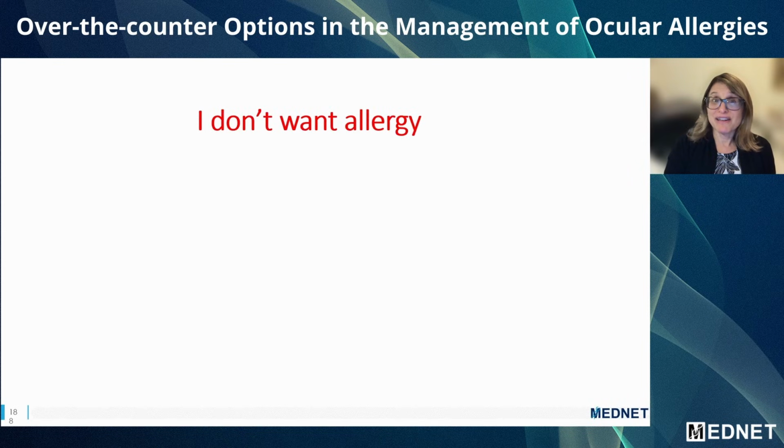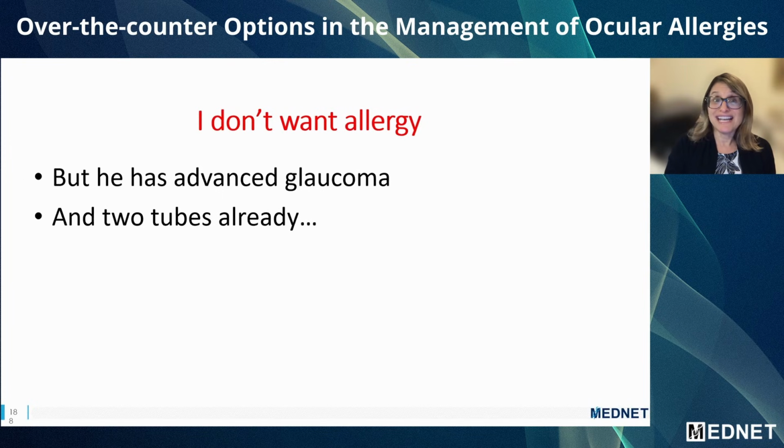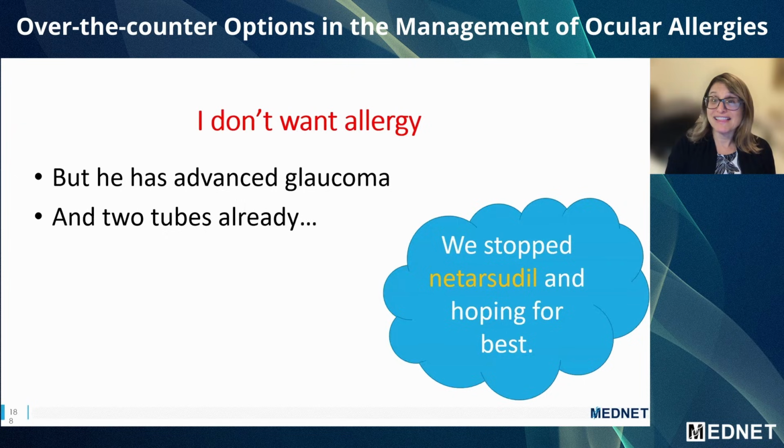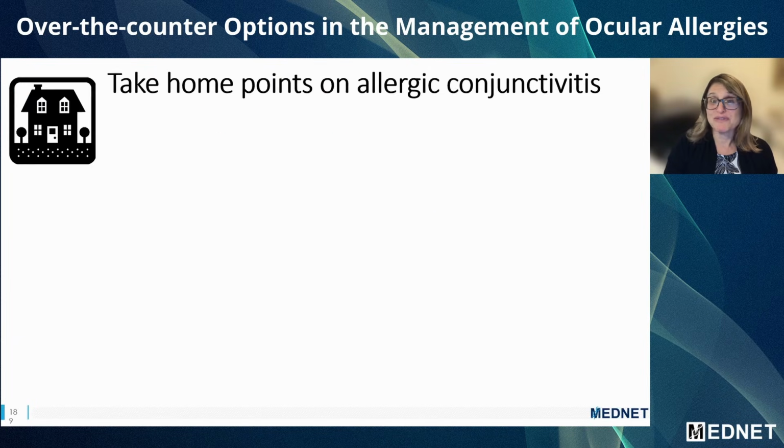Let's stop another one because I don't want to see allergic conjunctivitis, but he has advanced glaucoma with 2 tubes. And so it's a little bit of a balancing act of trying to address the allergy, but addressing the glaucoma as well. And in his case, we stopped the netarsudil, or Rhopressa, and we're hoping for the best.